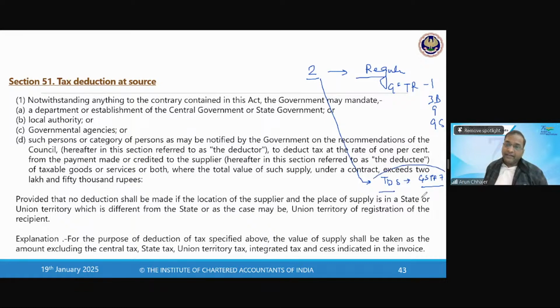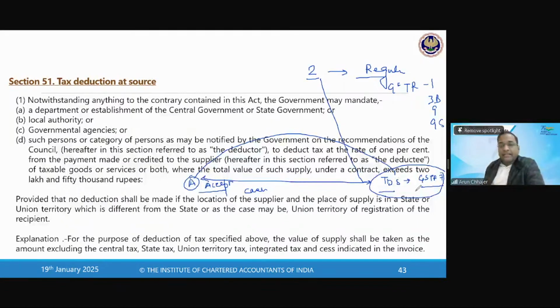When the TDS is deducted, it will be available to A, who is the supplier, and he can accept this TDS and it will be added in the cash ledger. Let's say, hypothetically, they have deducted 1,000 rupees. Once this 1,000 is deducted and paid to the government, it would be reflected in the portal, and once accepted, this 1,000 rupees will be added in the electronic cash ledger and he can use it wherever he wants.